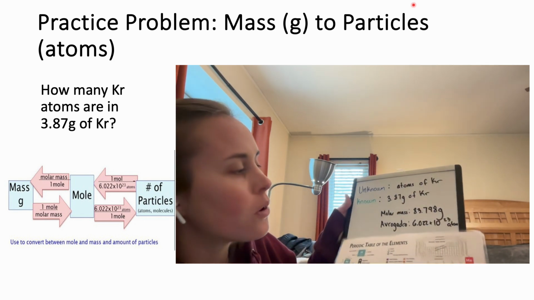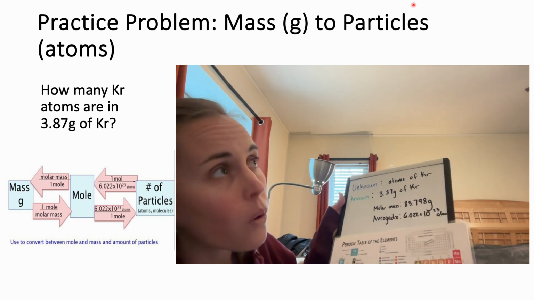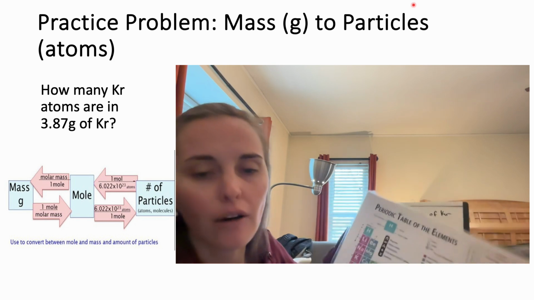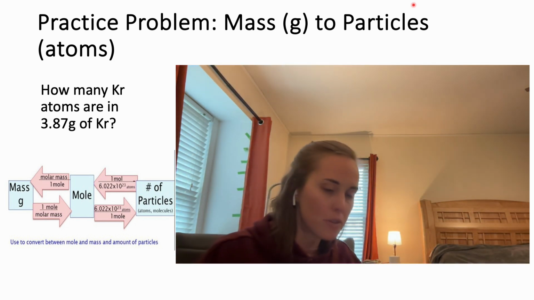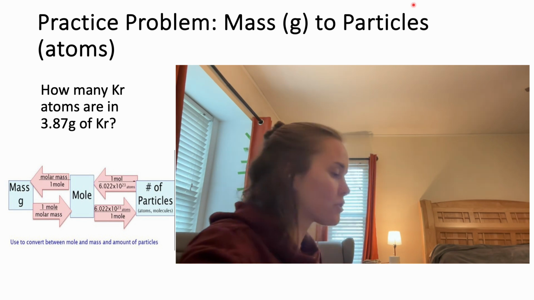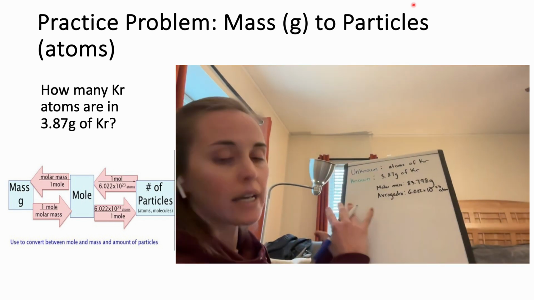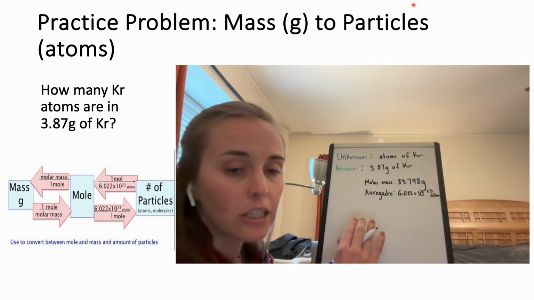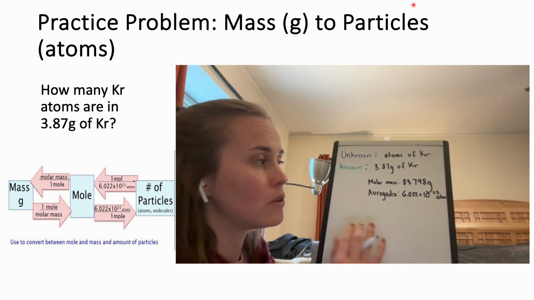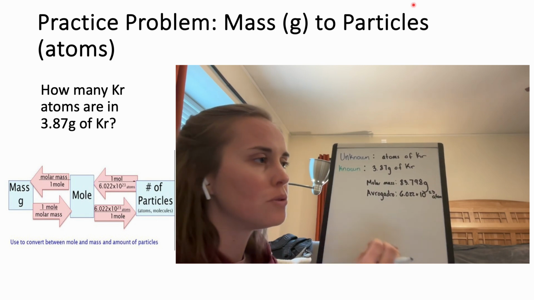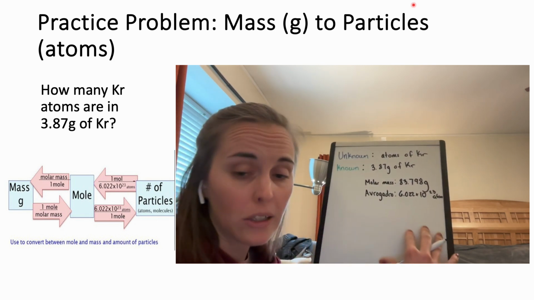So once we get to our moles, we'll say, okay, for every 1 mole, there's 6.022 times 10 to the 23rd atoms of krypton. So now that we have written everything that we know out, we are going to start by writing out our equation, but we are not going to use any numbers. We're just going to use our units. Your units are going to lead you to the correct way to write this out.